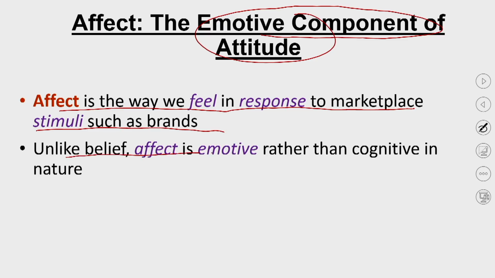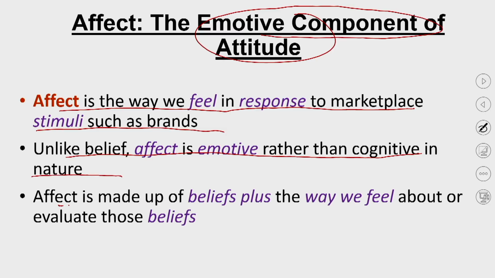So unlike belief, affect is emotive rather than cognitive in nature, and so we have seen that affect is basically emotion based. Now this affect is made up of belief plus the way we feel about it. As I said, this affective component of attitude is dependent on what knowledge you have. Based on the knowledge that you have about a particular product will decide the way you feel about it, right? So the way you feel about a product has a lot to do with what knowledge you have about that product.